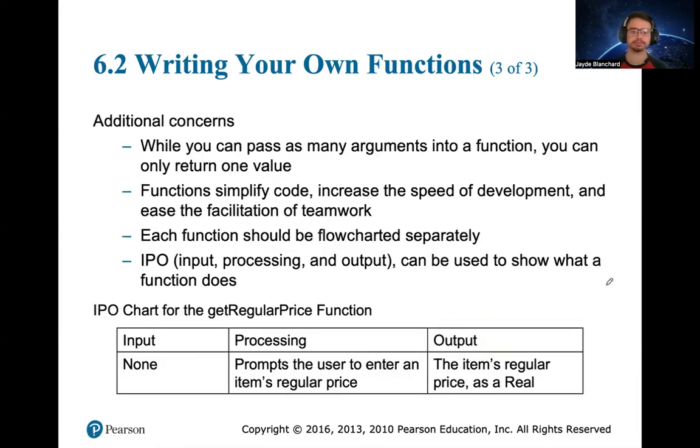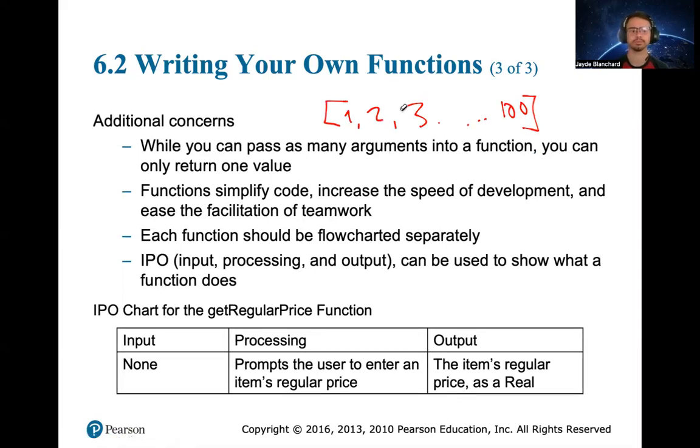All right, let's see. Additional concerns. One of the main things that you need to know is that you can only return one value. Most of the languages will let you return just one value, and that could be a variable or it could be an array. We're going to focus on arrays in a little bit. An array is just a list of numbers, something like 1, 2, 3, and so on, to whatever number you have as the last number in an array. And you can return this whole thing. That is also possible.